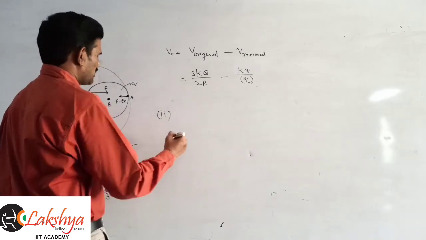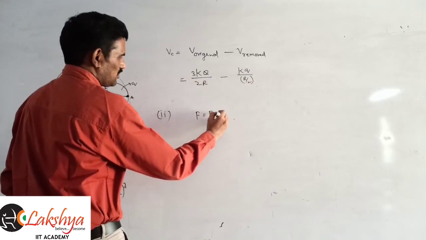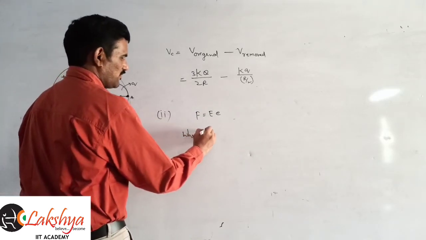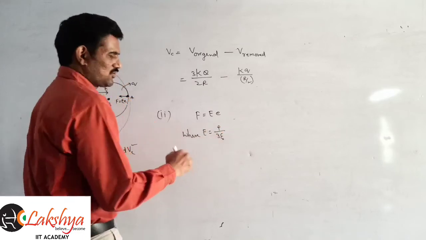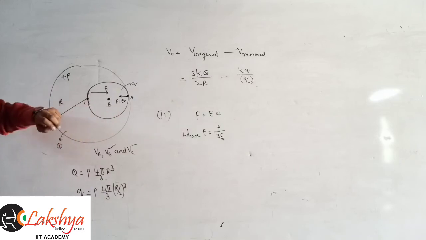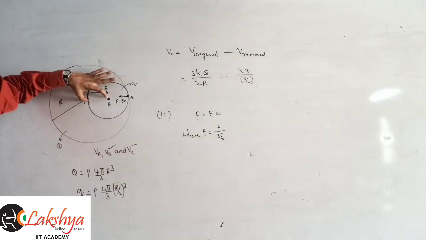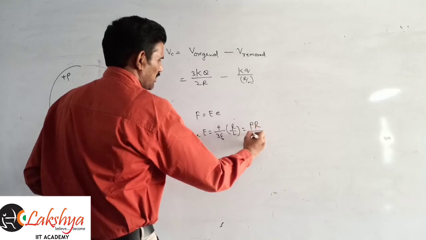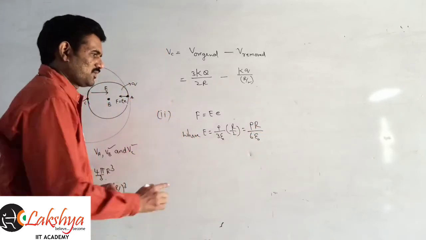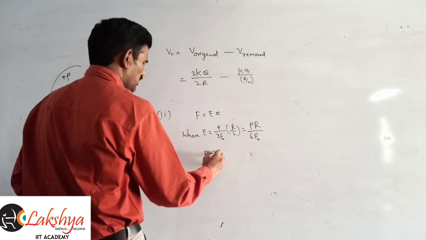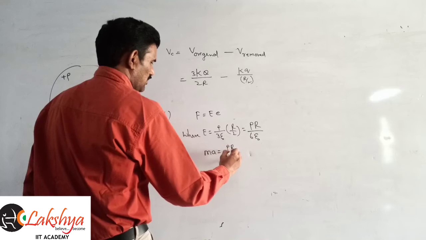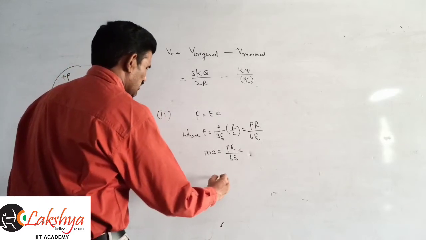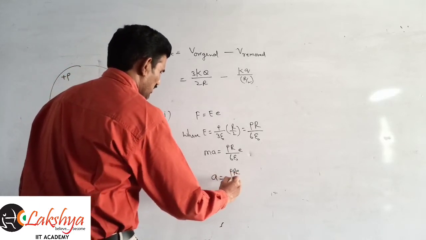So the force acting on the electron is eE, and where the E value is, we already know. The electric field inside the cavity is rho by 3 epsilon naught into C. Here C is nothing but the distance between the center of the cavity and the center of the sphere, which is r by 2. So that means it is rho r by 6 epsilon naught. Got it? This is the electric field. Substitute there. Therefore I can write ma is equal to rho into r by 6 epsilon naught into e. Now from this you can write the acceleration: a is equal to rho r e by 6 m epsilon naught, right?